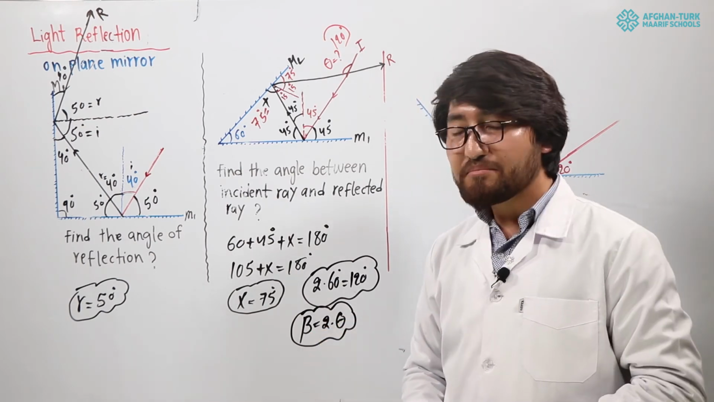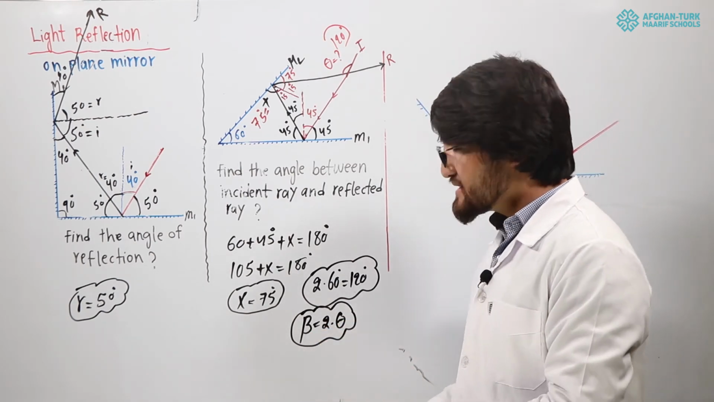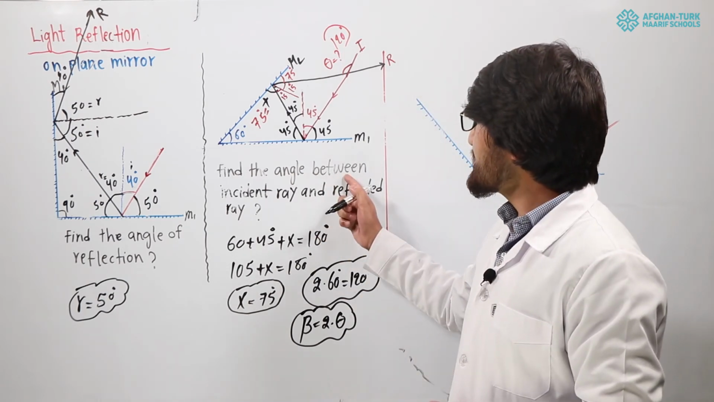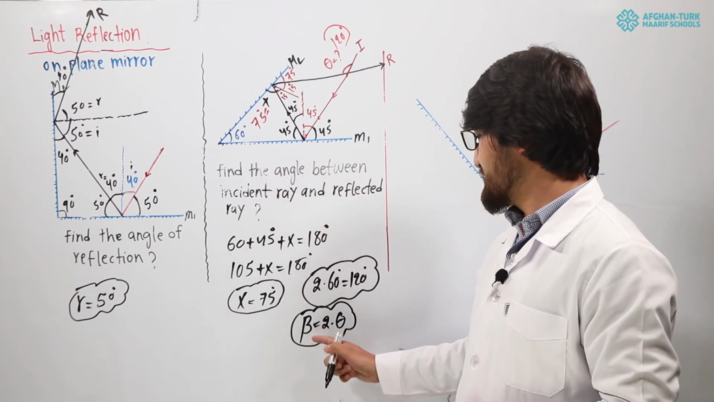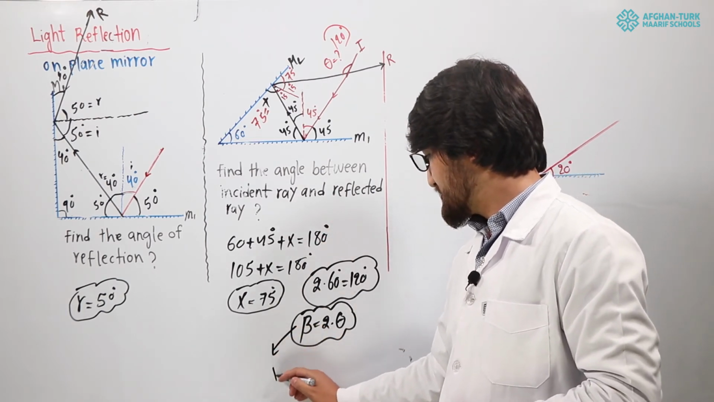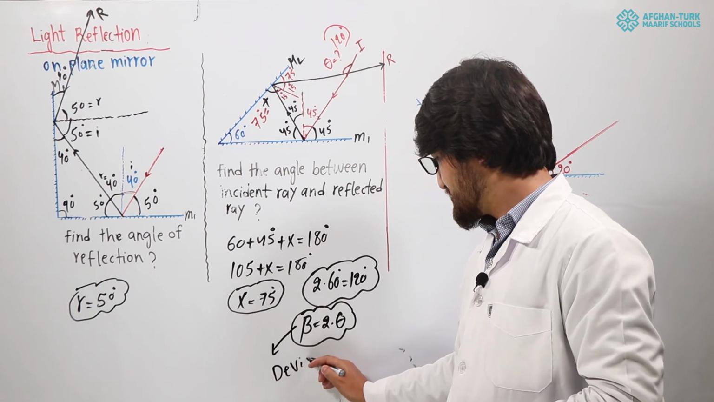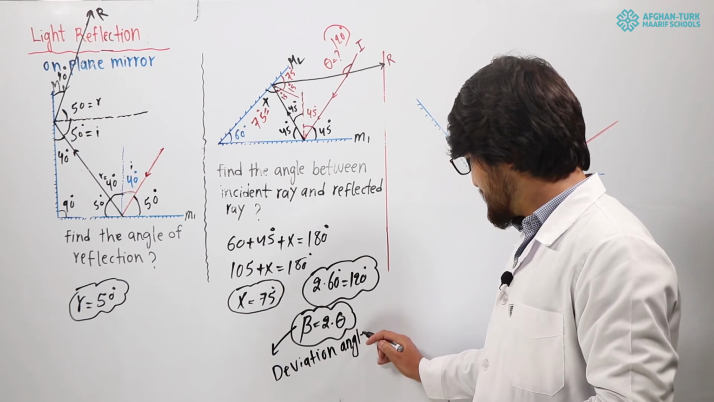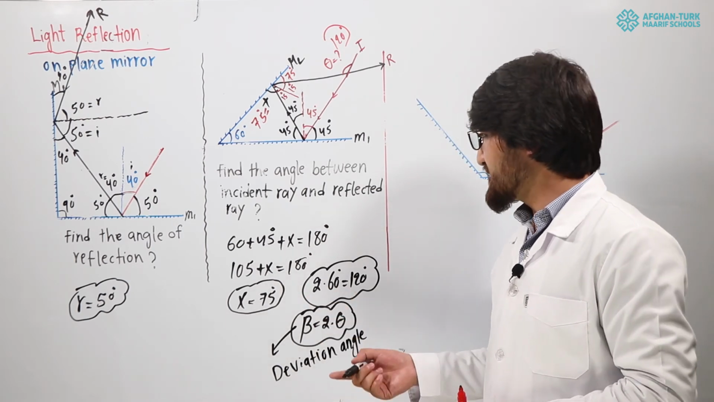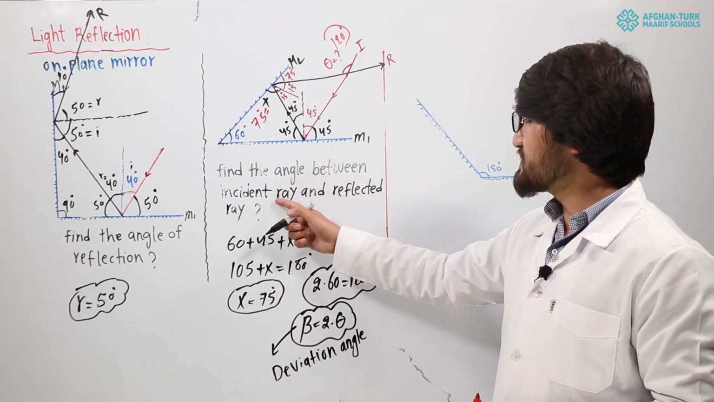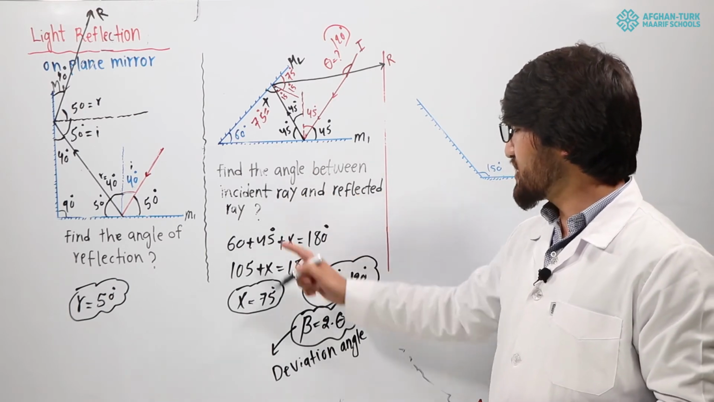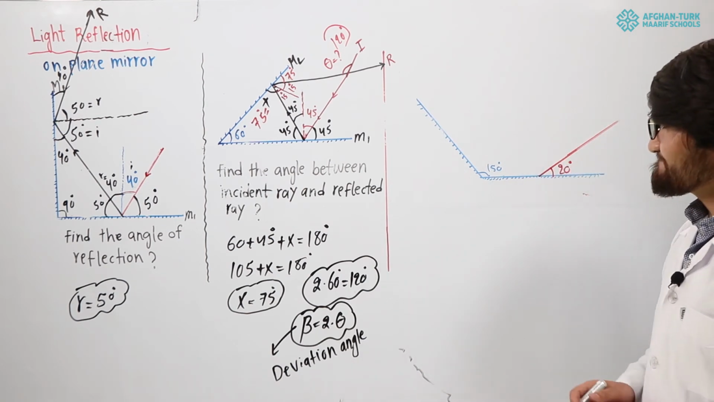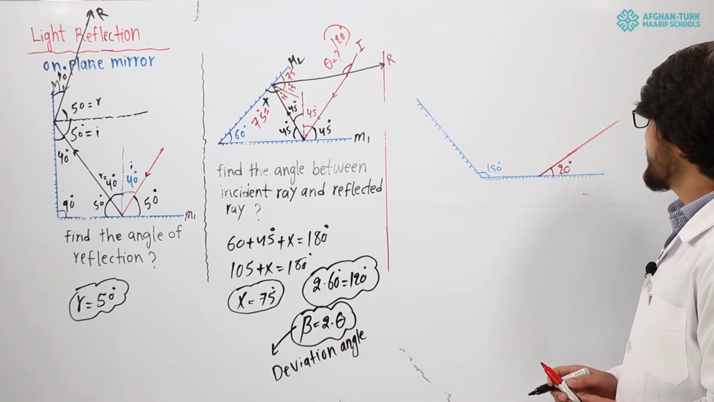This beta is called deviation angle, or we can say angle between incident ray and reflected ray. Deviation angle. And also we can say the angle between incident ray and reflected ray is called deviation angle. Now, let's do another question.